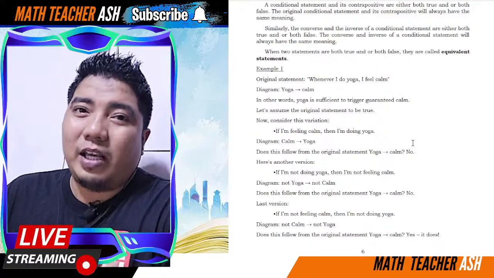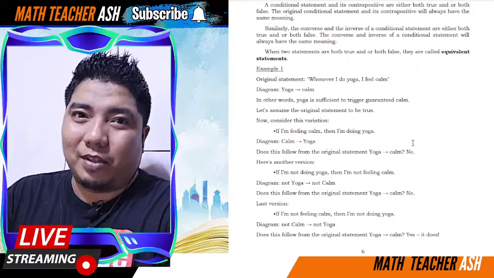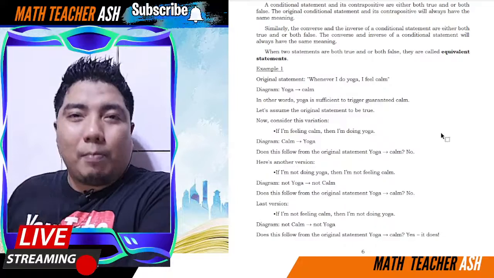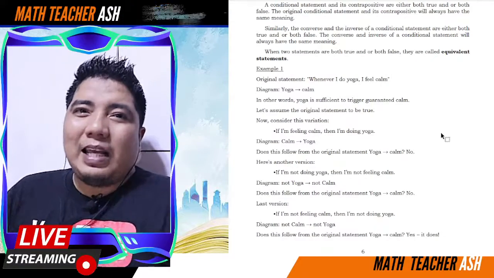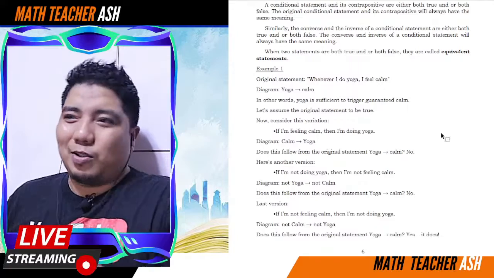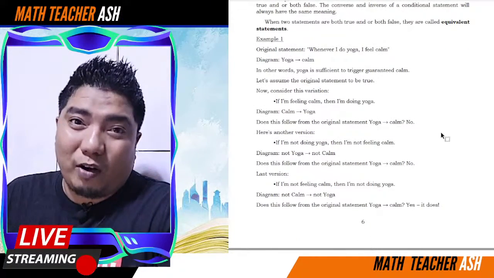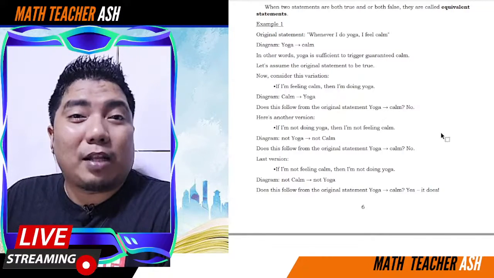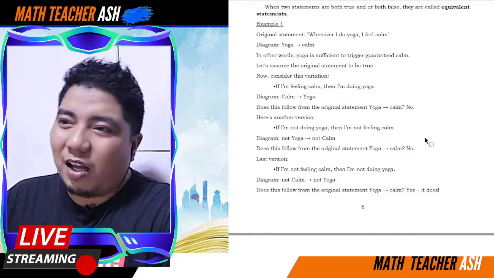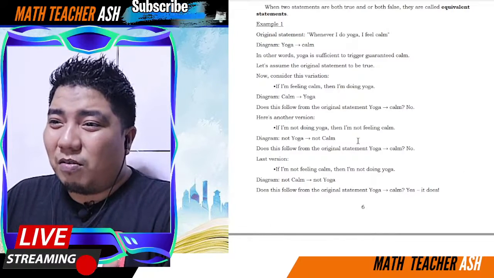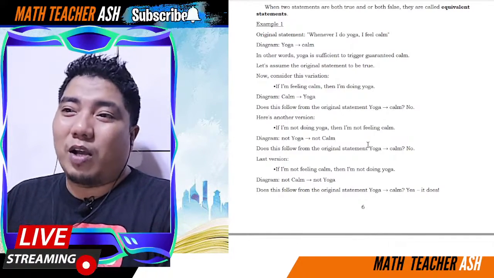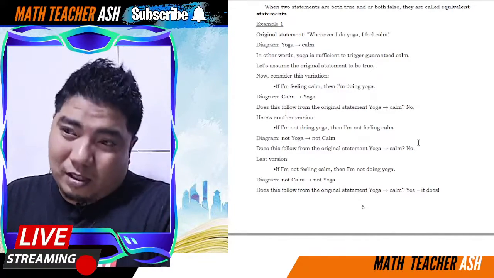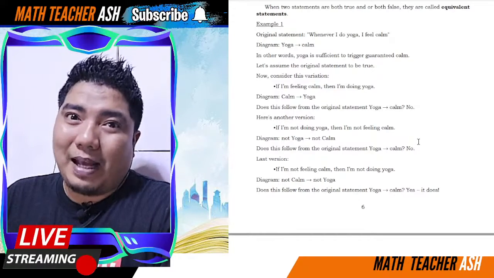Somehow, hindi ka naman nag-yoga dahil naging calm ka. So, nag-yoga ka para kumalma. Pero, hindi ka naging kalma dahil nag-yoga ka. So, it does not follow from the original statement. Ganun yun. Here's another version. If I'm not doing yoga, then I'm not feeling calm. Okay, so not yoga, not calm. So, as you can see, hindi naman din tama. Kung hindi ka nag-yoga, hindi ka din kalmado. Marami namang way para maging relax ka, di ba? So, it does not apply to the context.